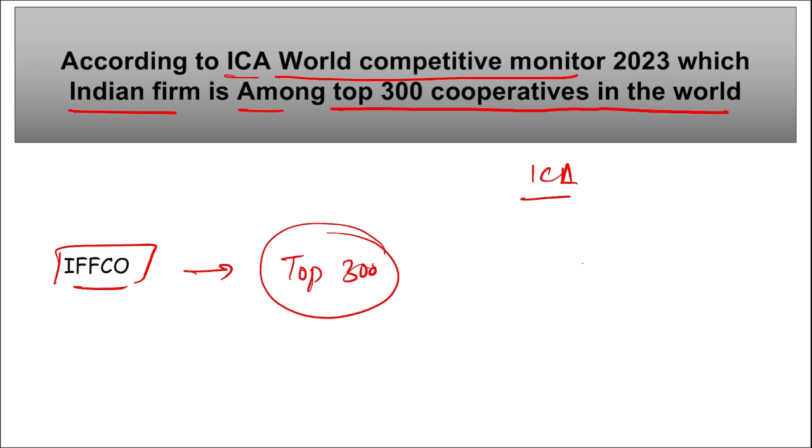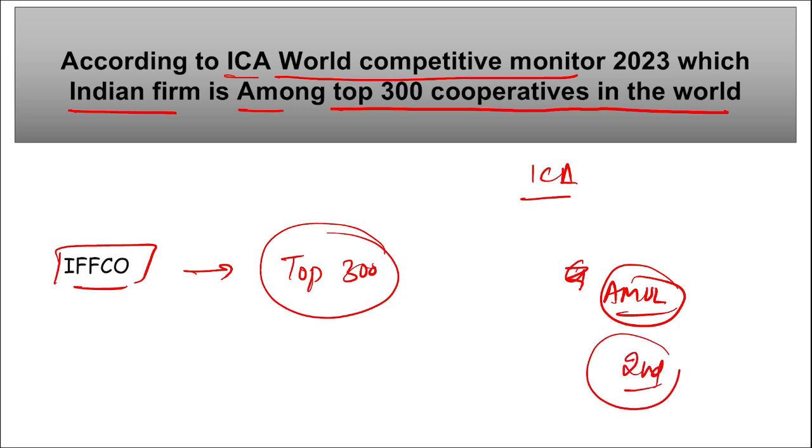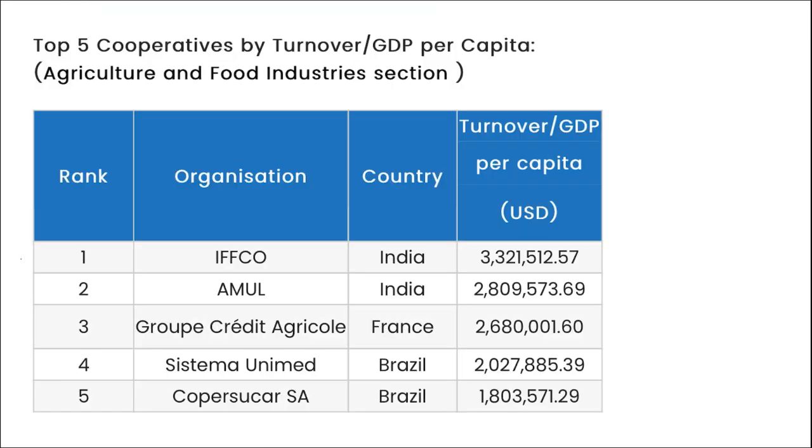Correct? And remember, India's Amul, that is also known as Gujarat Cooperative Milk Marketing Federation, was ranked second here. Let me show you the list itself. IFFCO was on top, Amul second. Correct? And this is a company of France on third, Sistema Unimed of Brazil third, and so fourth, and so on. Correct? So on top it was IFFCO, and it was in the agriculture and food industries section.